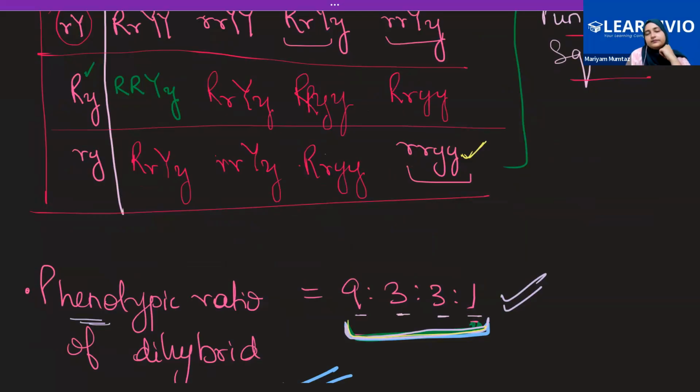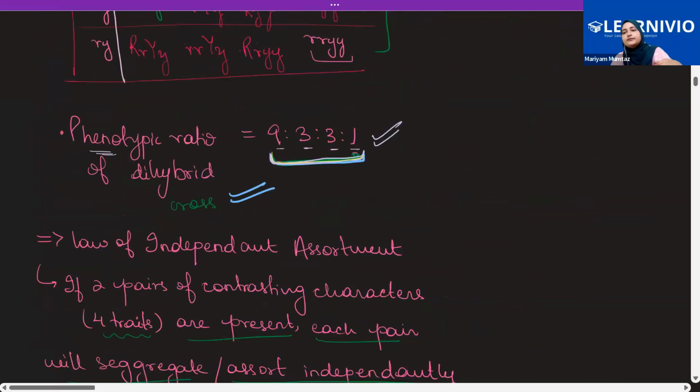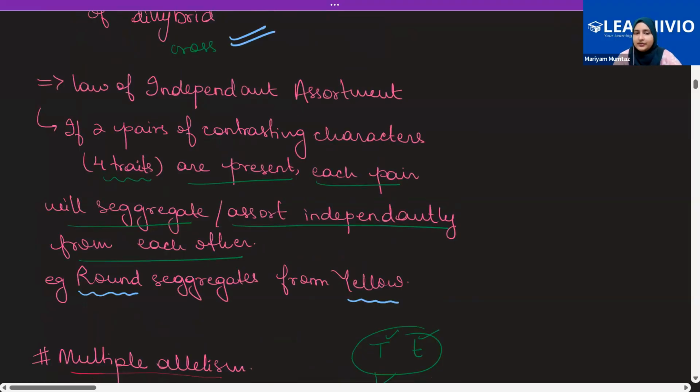Wrinkled and green. So with this, you can deduce the phenotypic ratio. Any doubts up until now? No, ma'am. After that, there comes the law of independent assortment, which is according to the dihybrid.